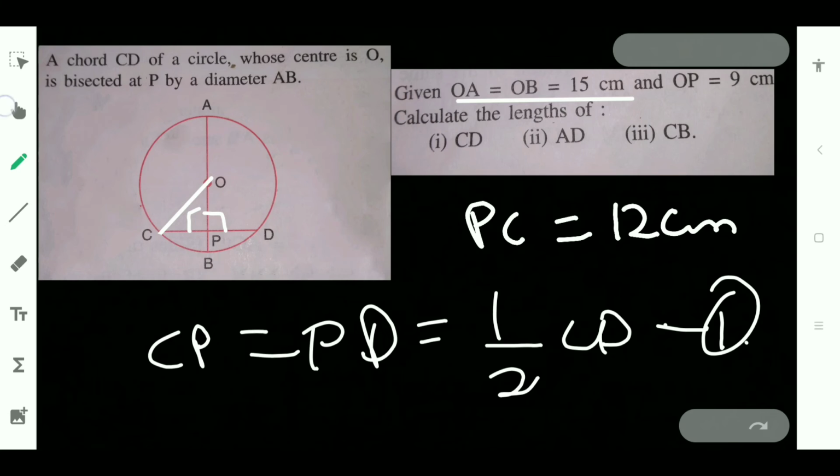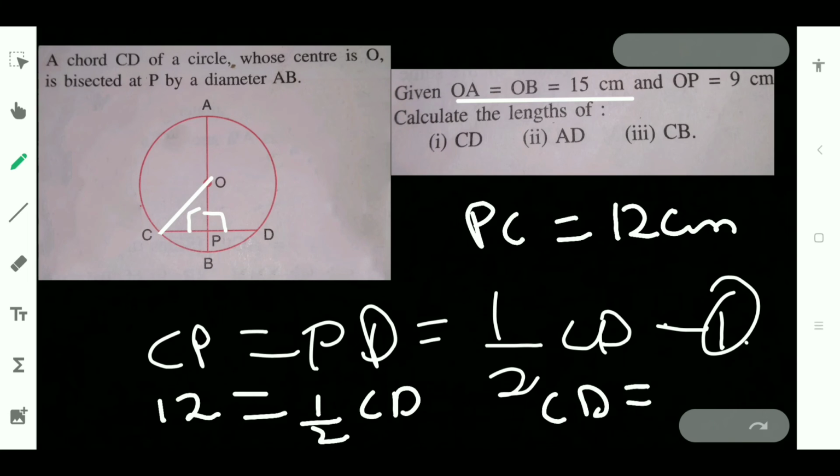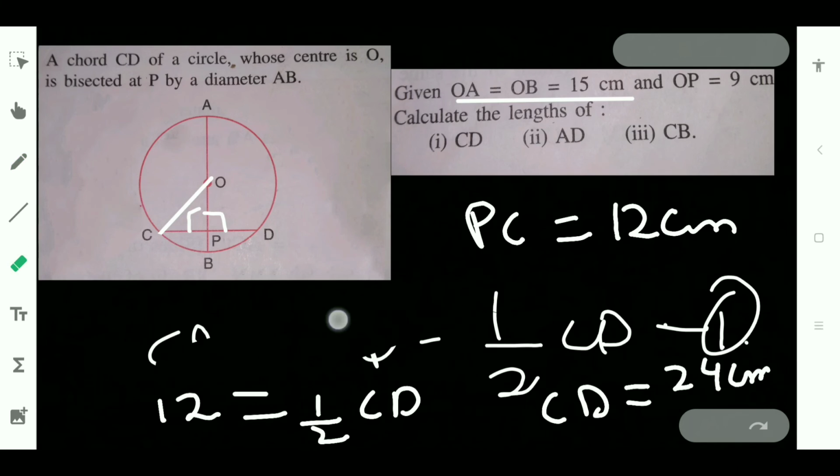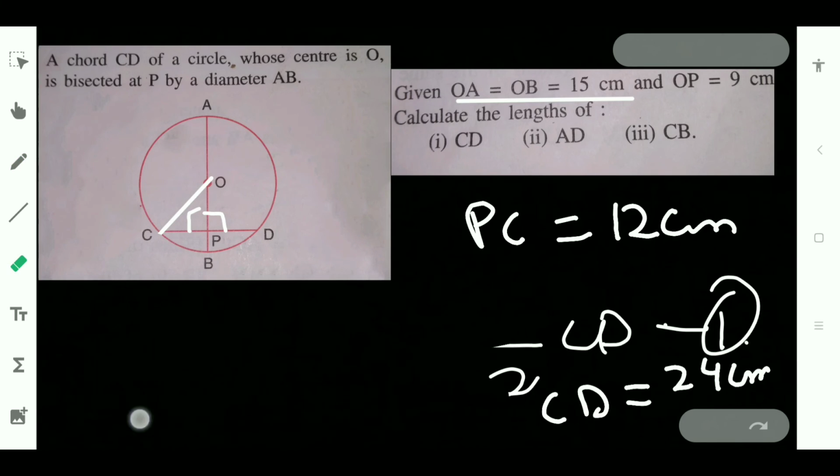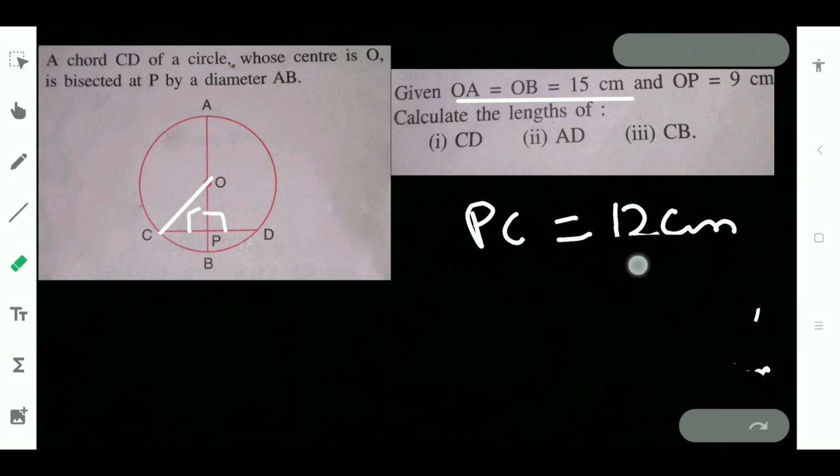From the equation, PC is 12 centimeters, which is equal to half of CD. So CD is equal to, on transposing 2 onto the LHS, 12 into 2, nothing but 24 centimeters. So CD is nothing but 24 centimeters.